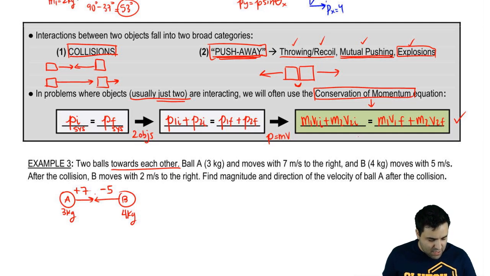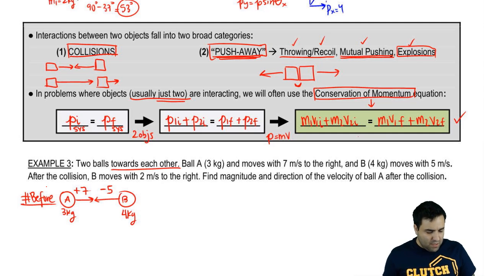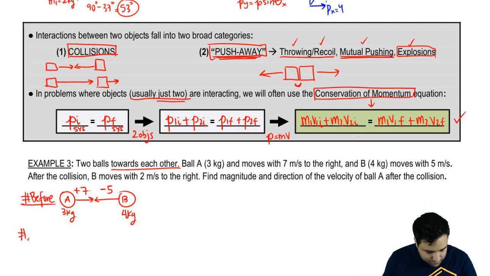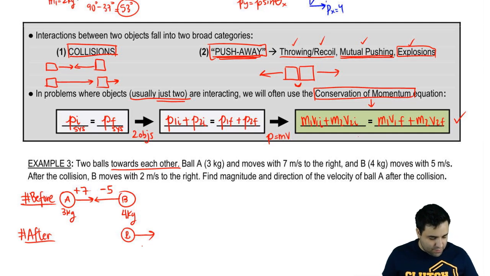It says after the collision. So this is before the collision. So I'm going to put a little hashtag before here. It's like an Instagram picture. After the collision, B moves with 2 to the right. So after the collision, B is going to move with 2 to the right. Therefore, it's plus 2. Okay?